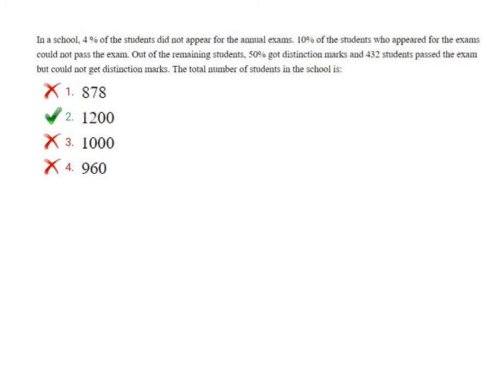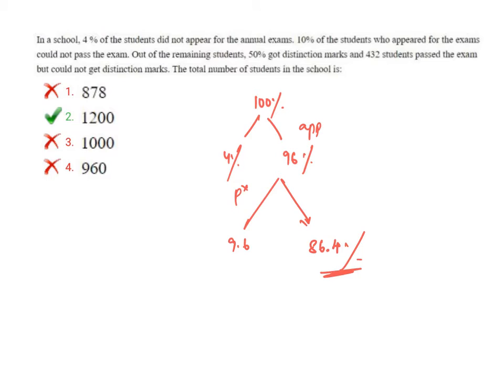Next, in a school, 4% of the students did not appear for the annual exams. So, let's say 100% out of it, 4% did not appear. That means 96 students were there. And 10% of the students who appeared for the examinations could not pass the exam. So, these are appeared, now could not pass. So, 10% could not pass, which is 9.6 if you take it out. So, I can say it is 864. So, 8.64% of the students passed.